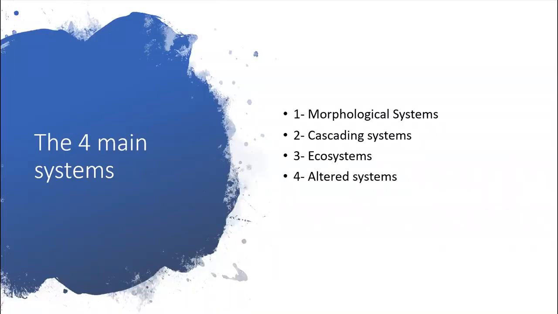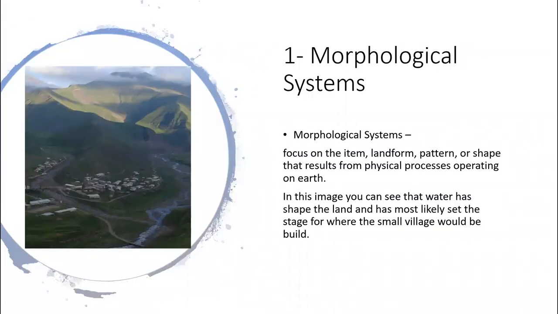The 4 main systems. There are 4 main systems here: morphological systems, cascading systems, ecosystems, and altered systems. We'll see them in detail. Morphological system. Well, what is this? This focuses on the landforms, the patterns, the shapes that result from physical processes operating on the earth. In this image, you can see that water has shaped the land and has most likely set the stage for where the small village would be built.